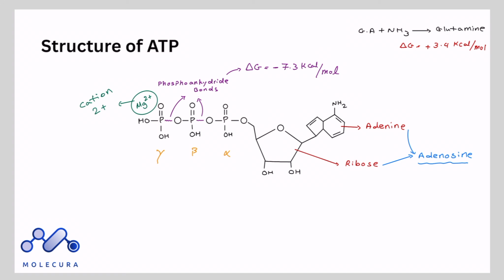And if we remove these 2 phosphate groups, we will end up with AMP. It's also important to note that the bond between the alpha phosphate and the ribose is not considered to be a high energy bond. So there are 2 bonds that are high energy: one between the gamma phosphate and the beta phosphate, and one between the beta phosphate and the alpha one.